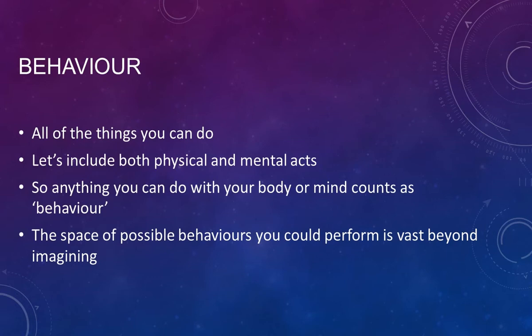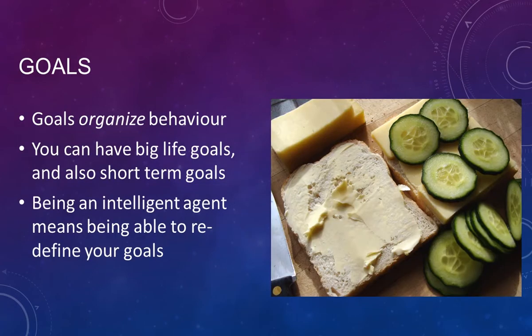So what you need is something to help you pick from that vast, unimaginable space of possibilities some finite set of things that are coordinated with each other. So you need goals. Your goals are what organize your behavior. They tell you, of the vast space of possible behaviors that you could engage in, which ones to pick out. You can have big life goals, like I want to have kids, that's a big life goal. Or you can have small scale, daily goals.